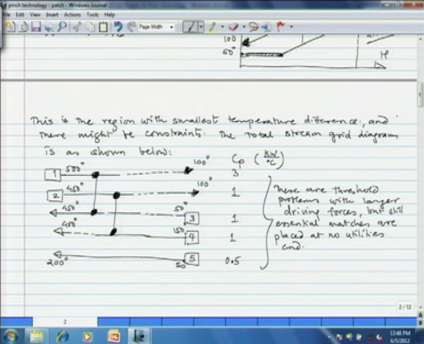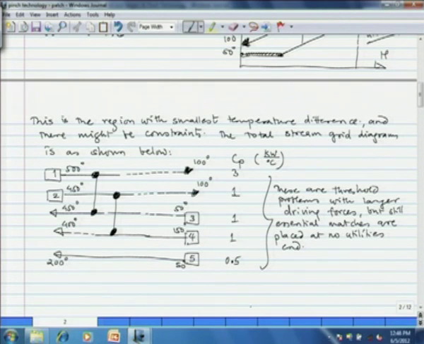And now you can see here the placing of the matches, the CP table. This is the region with the smallest temperature difference, the hot end, and there might be constraints, and thus the total grid diagram is as shown. We first make a match between stream 1 and 3. We have a total of 3 cold streams and 2 hot streams.